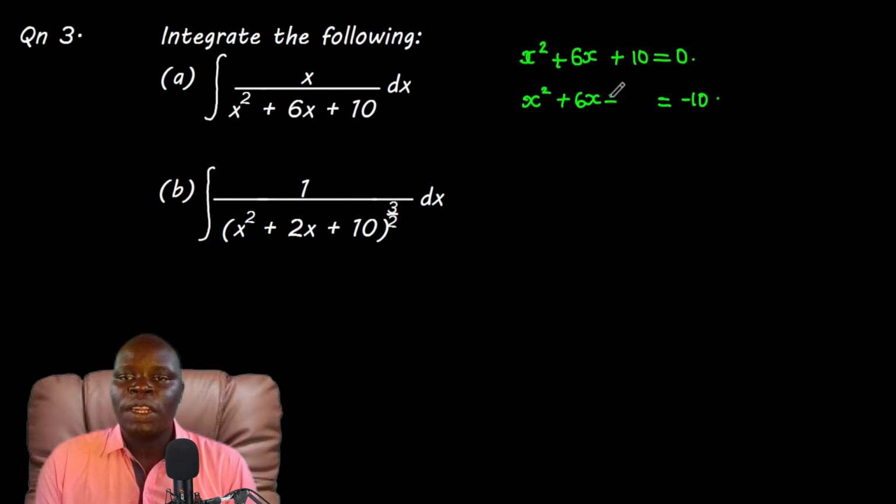So this gap, we can fill it by getting half of the coefficient of x, which is 3, and we square this half of the x coefficient, and we add this also to the right hand side. So we have that. Now we can expand this and we have x squared plus 6x plus 9 equals -10 plus 9. So we can also simplify the right hand side.